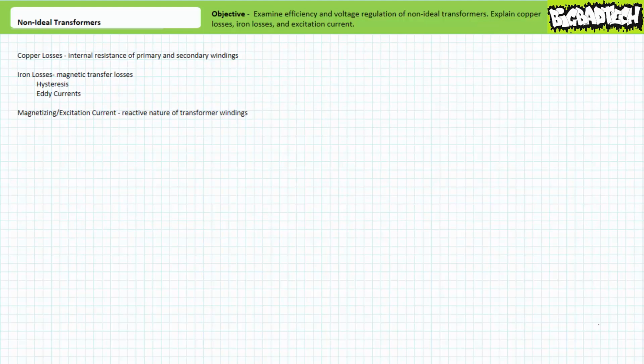I'm your instructor Jim Pytel, and today's topic of discussion is non-ideal transformers. Our objective is to examine the efficiency of non-ideal transformers. We'll examine copper and two types of iron losses. Additionally, we'll discuss magnetizing or excitation current, and finally we'll examine transformer voltage regulation for a range of load requirements.